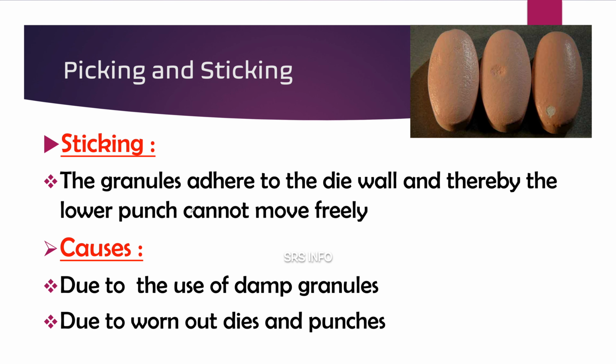Then what is sticking? The granules adhere to the die wall. We have discussed many times that this is the upper punch, lower punch, and the compression happens here. If the granules are not properly granulated, there is a possibility of these granules adhering to the die wall. Here is the die, and thereby the lower punch cannot move freely. The granules are adhered to the die, and there is a possibility of sticking of these granules on the lower punch also. So the lower punch cannot move freely, which may lead to sticking. Again, the surface of the tablets is not smooth.